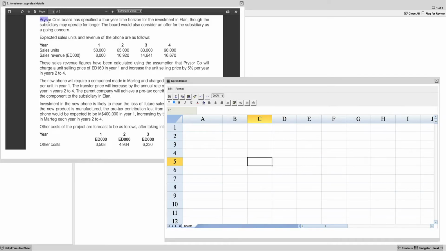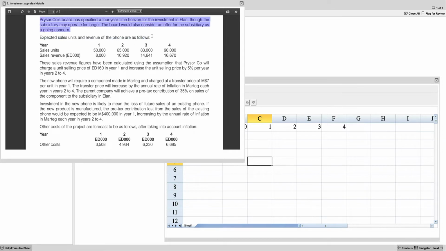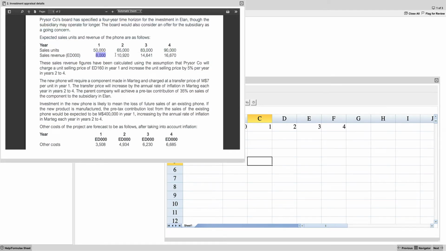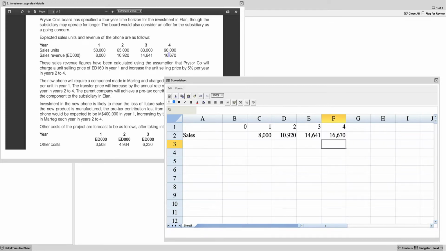Right, let's have a look. So over here, the board has specified a 4-year time horizon for the investment in Elan. So that's good, isn't it? We can start that immediately. Year 0, 1, 2, 3, 4. Expected sales revenue is as follows, and he gives you the sales revenue in E dollars, which is what I'm working in at the moment. So 8,000, 10,920, 14,641, and 16,670. So that's the sales put in, nice and straightforward, given to you. Just notice that I'm using commas here, it just makes life easier. It was something that was brought up in the examiner's report as well.